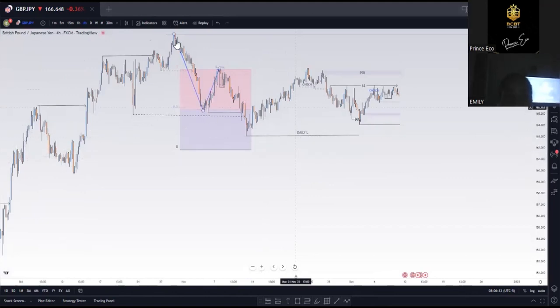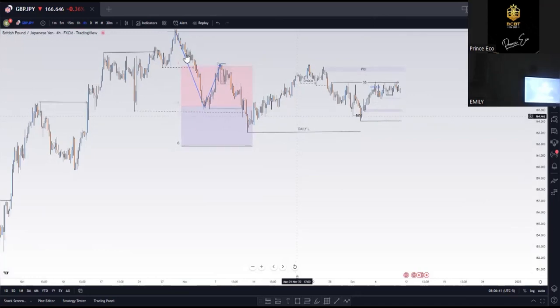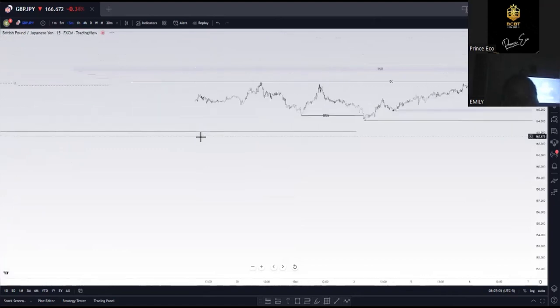Now you see from this point here, right? Where's your fib? This is your fib. Now, if you put your fib from this point to this point, right, it's going to give you an entry around here. Now, map that area out, scale it down to your 15 minutes. Scale it down to your 15 minutes.